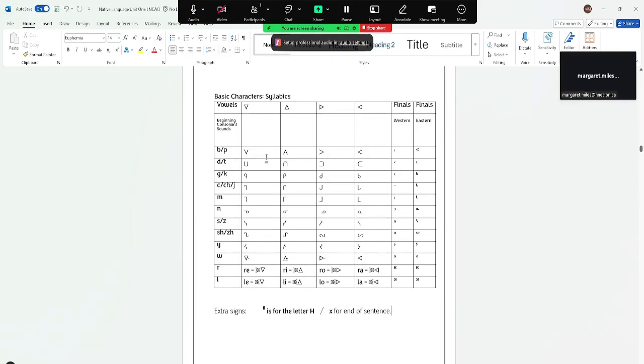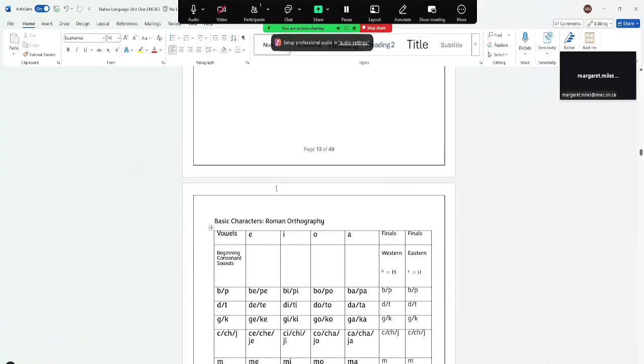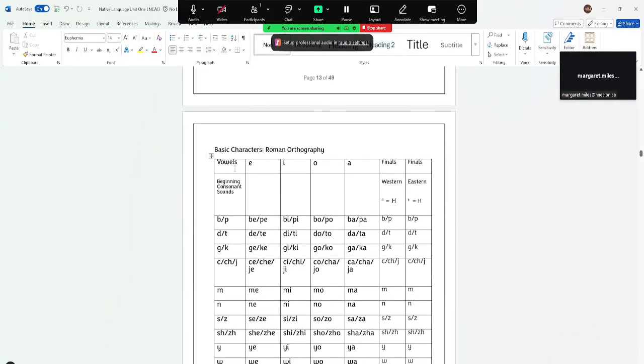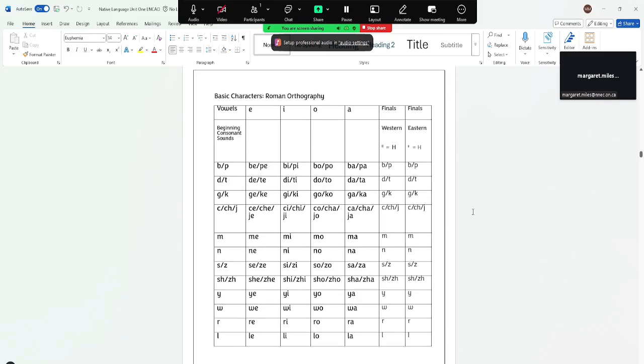And the first chart is written only in syllabics. Vowels on the top, E, I, O, A. So beginning consonant sounds on the left hand side. So Be, Pe, Bi, Pi, Bo, Po, Ba, Pa on that column.